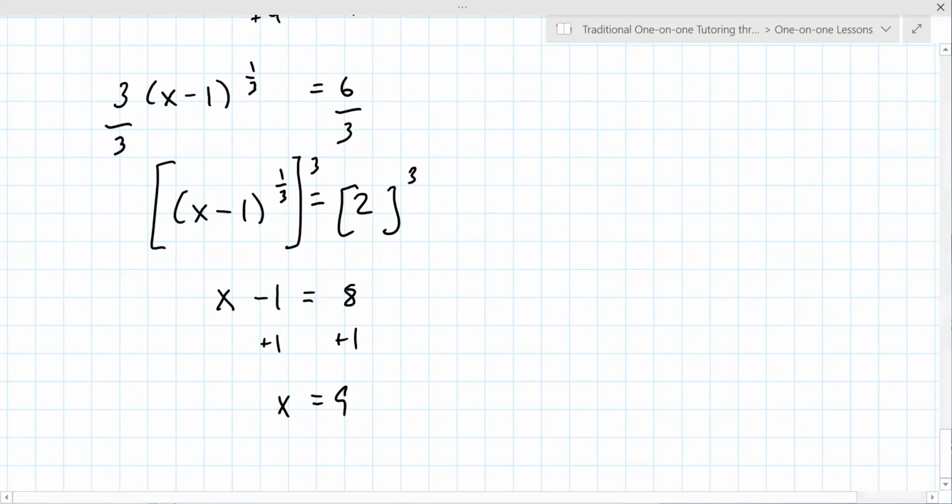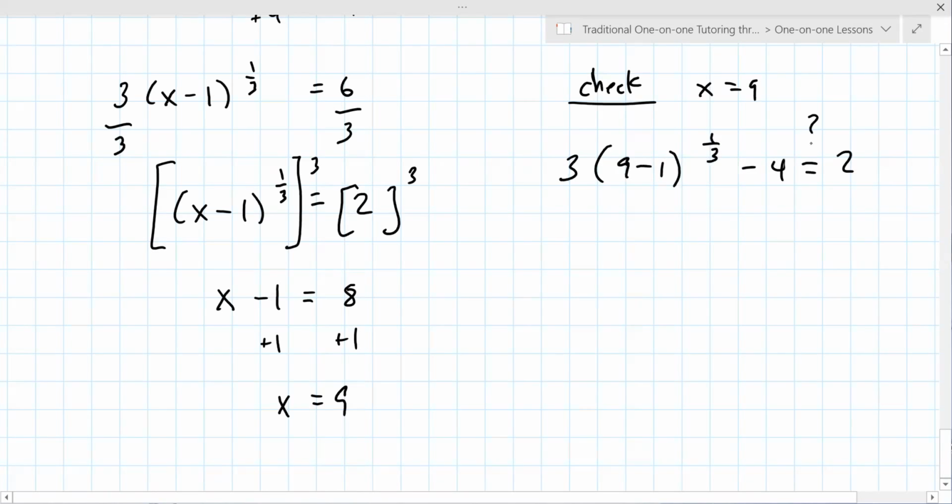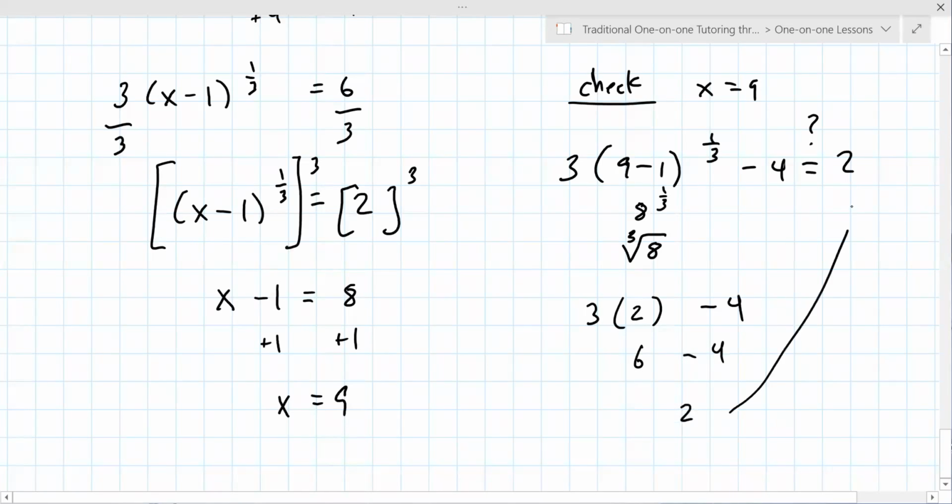Your instructor actually tells you to check these, and the reason is that you can get extraneous solutions. So the check here, x equals 9. 3 times 9 minus 1, to the 1/3 power, minus 4. Does that equal 2? You have to rewrite it exactly the way it was in the original. You can't use the manipulated form. 9 minus 1 is 8. 8 to the 1/3 power is really the cube root of 8, which is 2. 3 times 2 minus 4 is 6 minus 4, which is 2. These are the same.